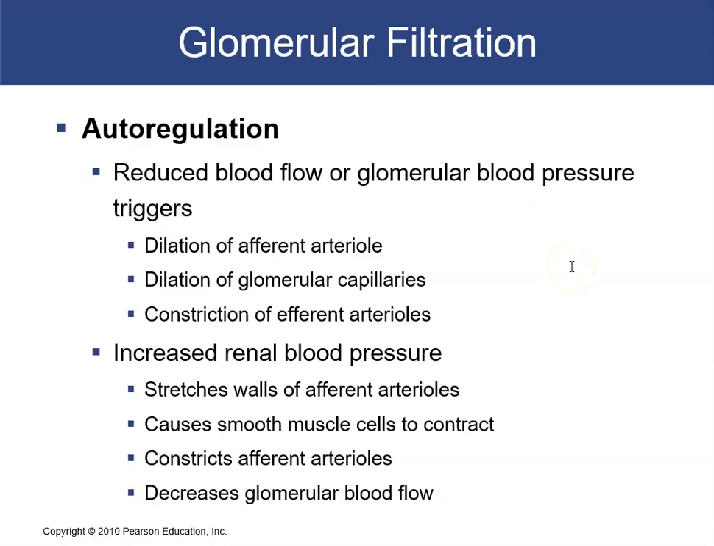Now, what about the opposite scenario? If there is an increase in renal blood pressure and we need to back off a little bit, lower this pressure. Well, when there's an increase in renal blood pressure, this is going to stretch the walls of the afferent arterioles. This will cause the smooth muscle cells in the walls to contract against the stretch. This ends up constricting the afferent arteriole, making the diameter smaller. Hence, less blood can flow into the glomerulus, and this will reduce the renal blood pressure and the filtration pressure.